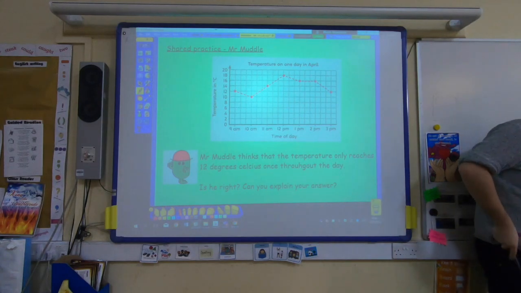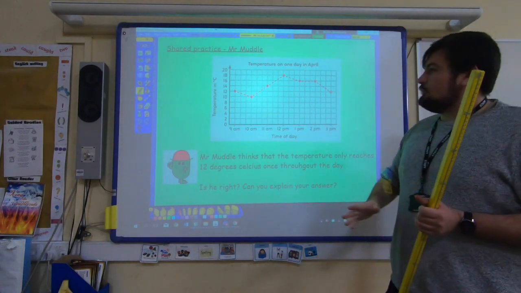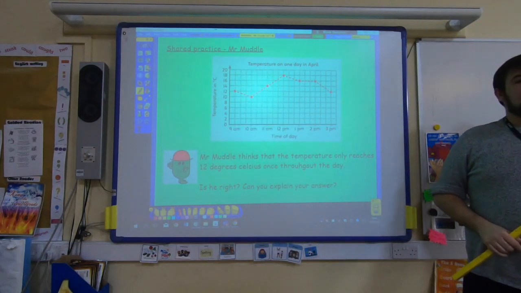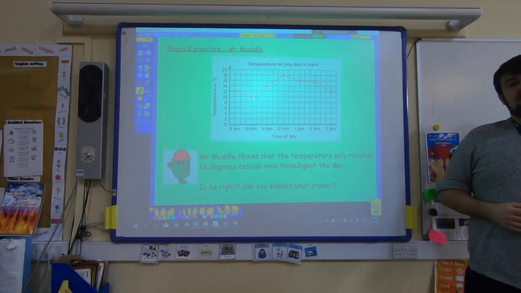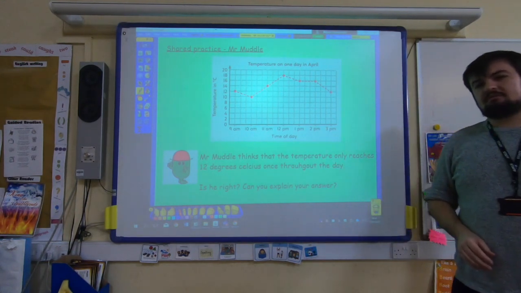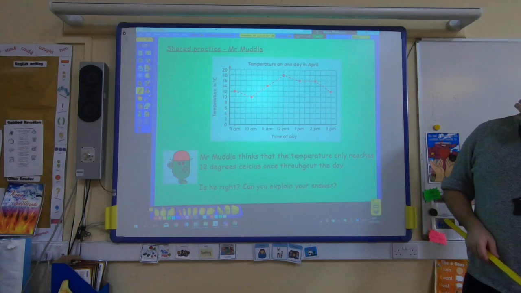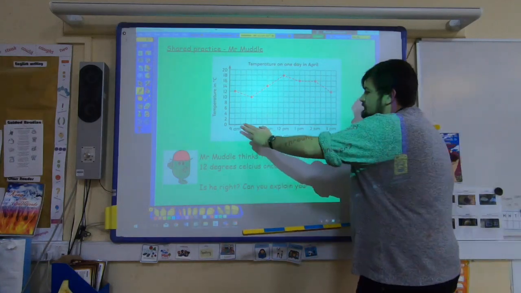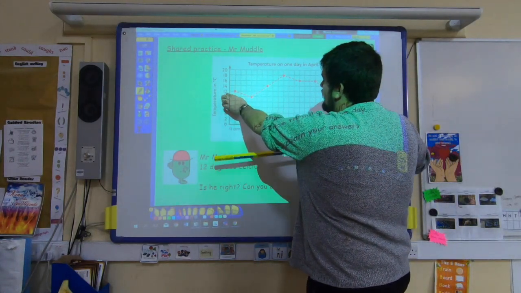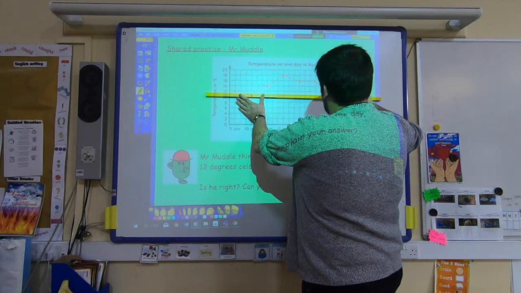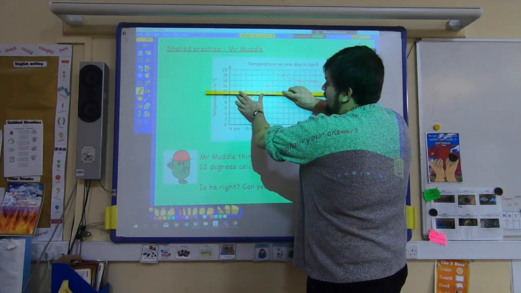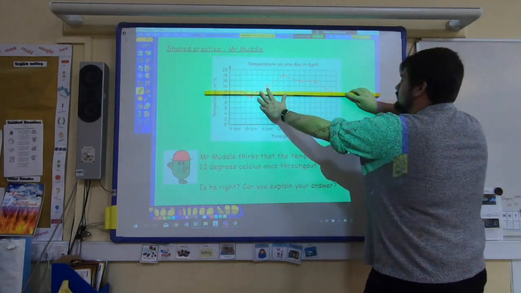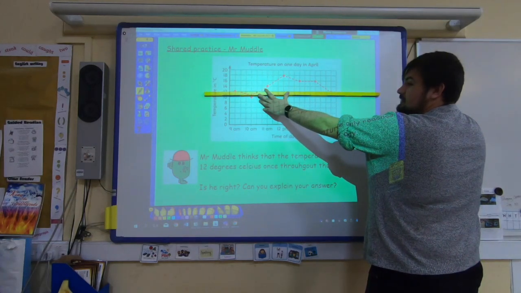So for this one, what have I got to do first of all? What have I got to find on one of my axes? What number have I got to find? Daisy? 12. You have to find 12 degrees and then go across the line to find how many dots there are. Good girl, exactly the answer I'm looking for. So I've got to find my 12 degrees Celsius, so there's 12, and I've got to go along to find out how many dots are on that line. Well, I've got one at 9 a.m. and another dot at 3 p.m.